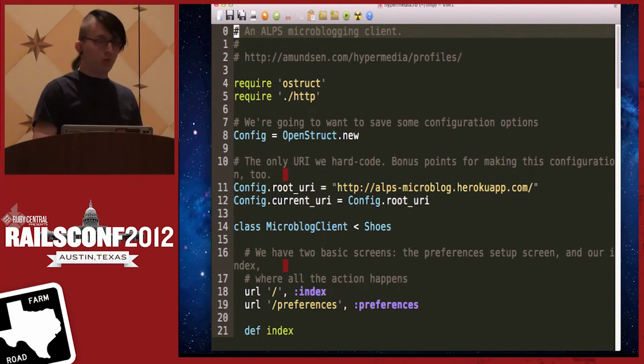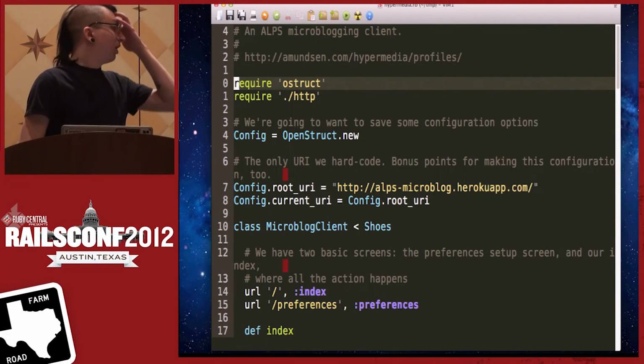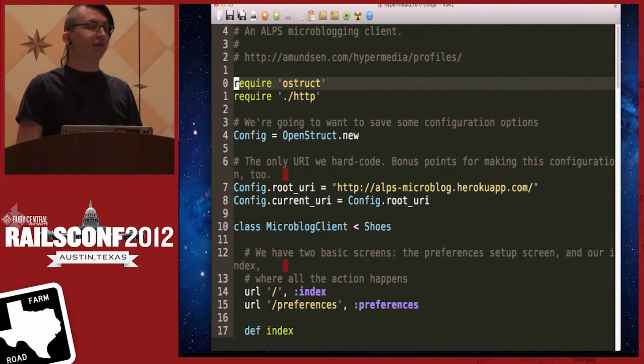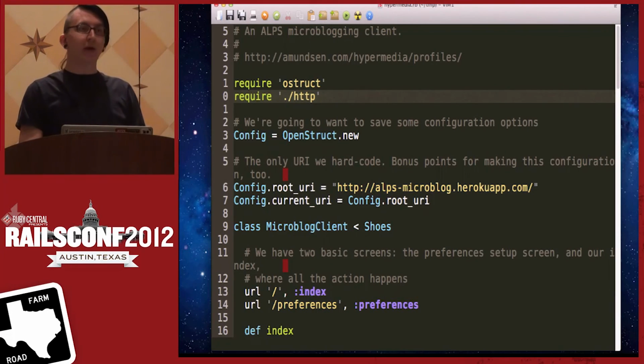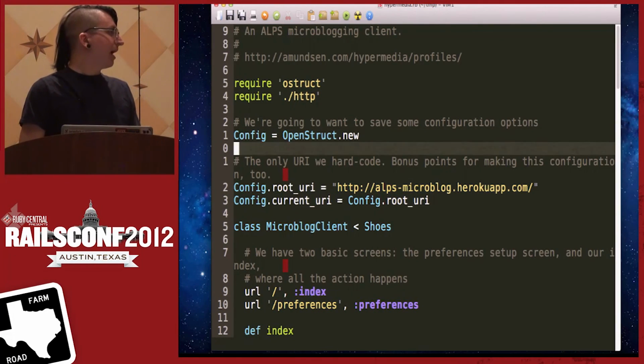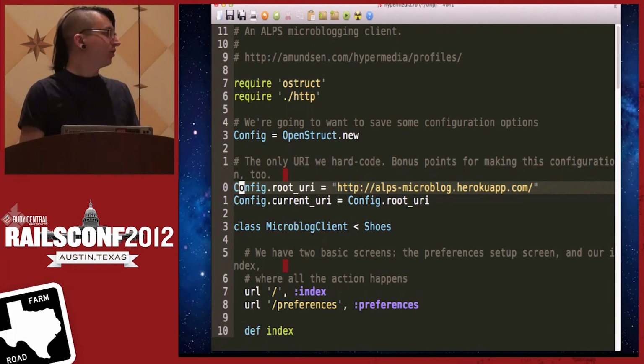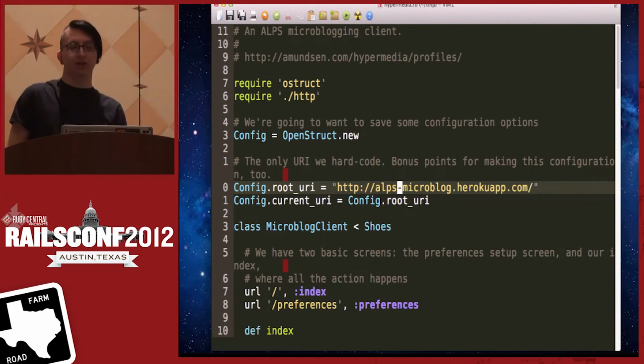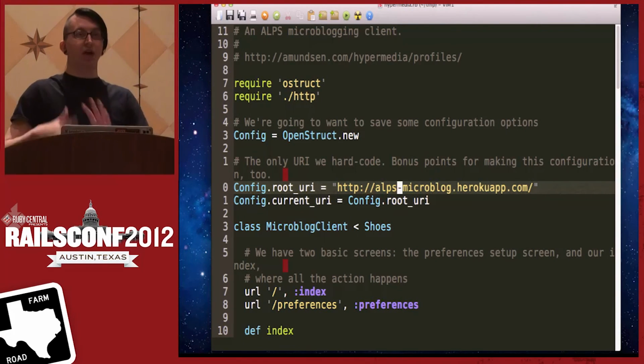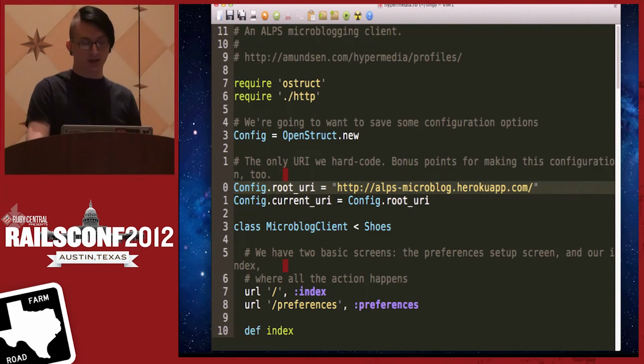Basically, we require OpenStruct because it's really useful for configuration stuff. And then I write little wrappers around Net::HTTP because its interface is horrible. Then we grab some configuration data and we store the root URL that we're going to use. And you can actually go check this out. It gives you XHTML if you ask for it, and so you can actually view this over there. But we save this default URL, and this is the only URL in the whole thing entirely.